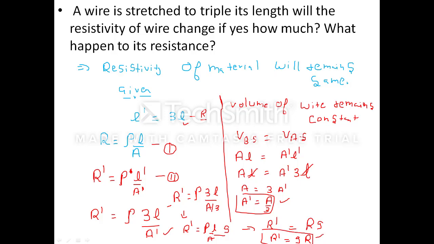So this is our required answer, that is, the resistance of a wire is increased by a factor of 9 if we stretch it to triple its length. So this is our required answer for the given problem. I hope you would understand it clearly.